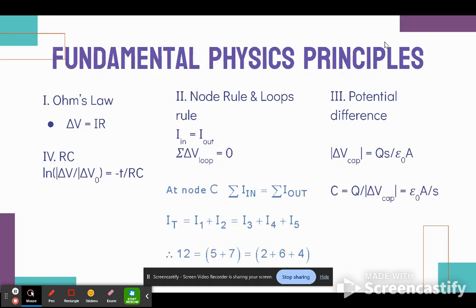So using GlowScript, this lab uses fundamental physics principles to model the motions, including Ohm's law, which explains how voltage equals current times resistance in an electrical circuit. The node rule says that the total current into a circuit equals the total current out, and the loop rule says that the sum of all the voltages in a loop is 0. Also, we note some formulas regarding the potential difference of a capacitor and capacitance.